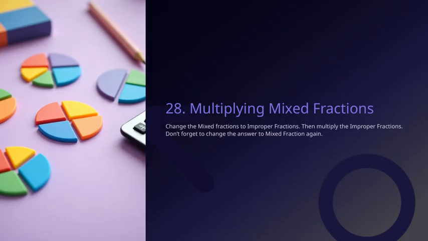After you've got your answer as an improper fraction, don't forget to convert it back into a mixed number. This step is important because it helps you understand the size of the product more clearly and keeps your answer in the most familiar form. So, the main points are: convert mixed to improper, multiply, then convert back to a mixed number. This process ties into our overall theme of simplifying complex fraction problems step by step, making them manageable and accurate.